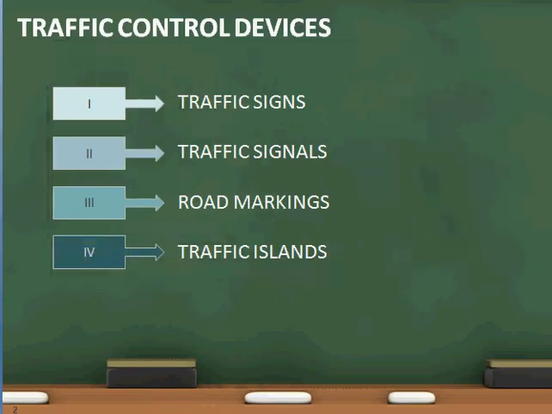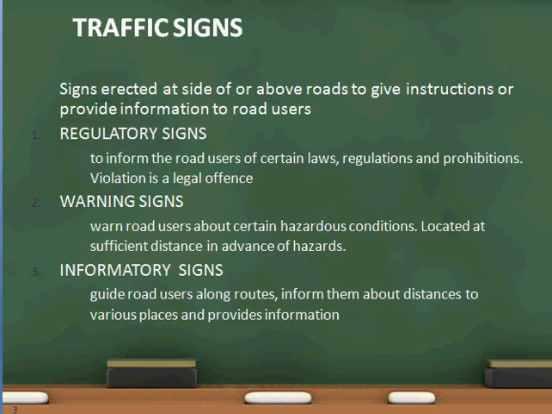So in highways, these are the major four traffic control devices that are used. First one is traffic signs, second one traffic signals, third one road markings, and fourth one is traffic islands. So the first one is traffic signs.